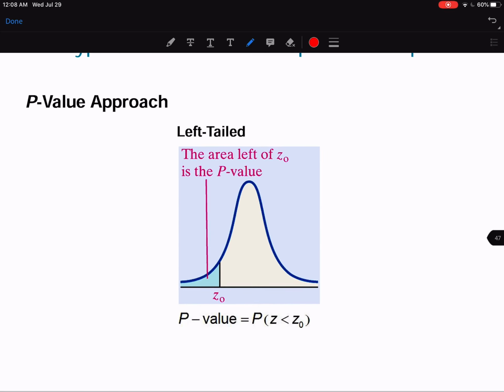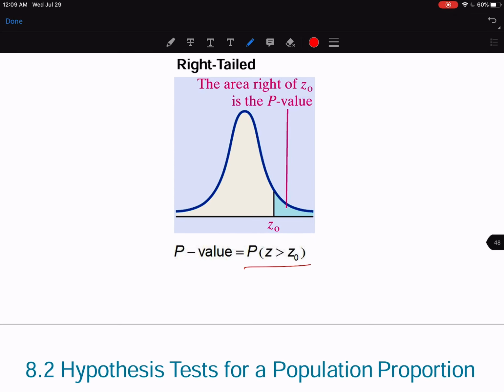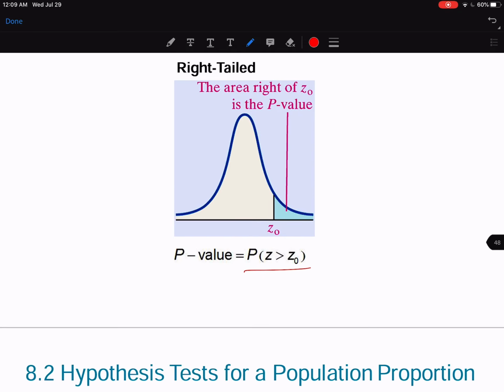And then let's take a look at the left-tailed test. Since it's a left-tailed test, that means for the alternative, p is going to be less than p sub 0, so it's going to be all the way to the left. So the p-value is going to be equal to the probability that z is less than z sub 0. Similarly, for the right-tailed test, the p-value would be the probability that z is greater than z sub 0. So once you get the value of z sub 0, you just need to find the p-value based on what kind of test you are conducting.